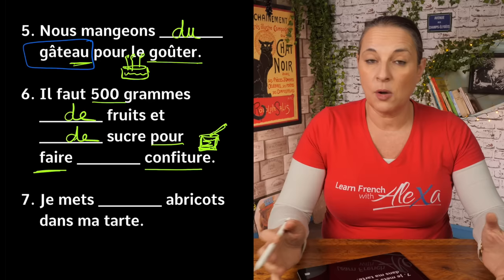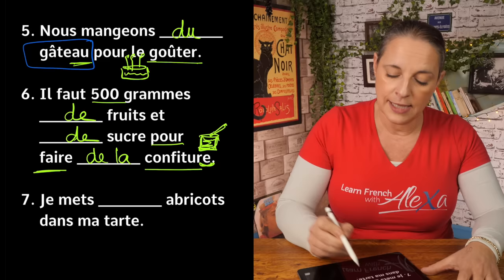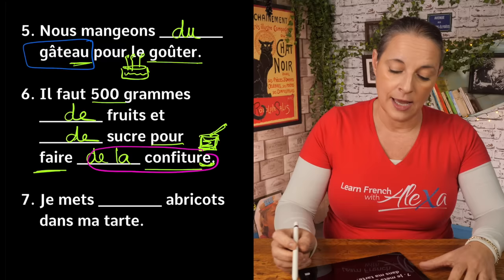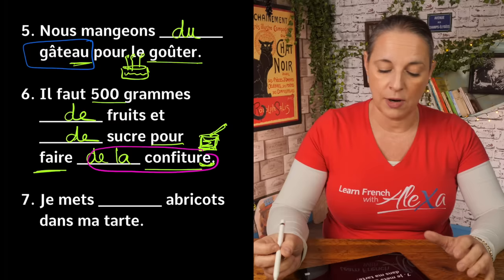Some jam. Now, confiture has an E at the end, so it is going to be de la. It's feminine, and we need to refer to it as being feminine. However, fruit and sucre are referred to as the quantity 500 grams. So we must put de.